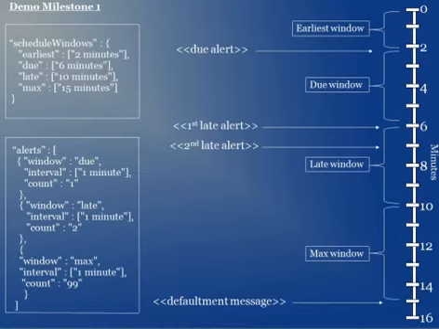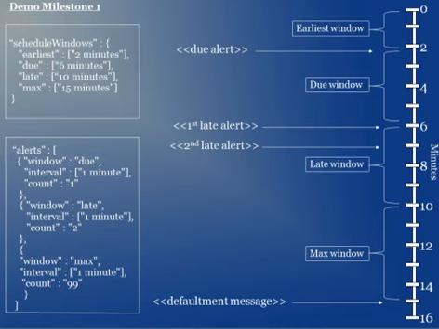Moving on to explain a bit more about the schedule windows you saw on the previous slide, along with another component of schedule tracking schedules, which are alerts. The majority of the slide on the right-hand side displays a vertical timeline, which is broken up into the 4 time schedule windows: earliest, due, late, and max.